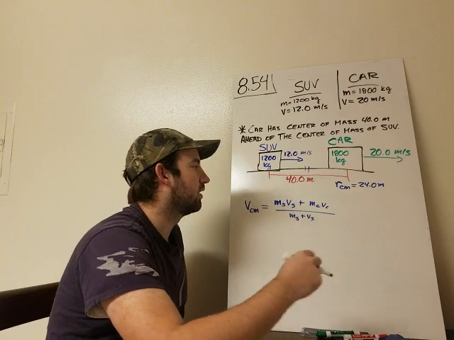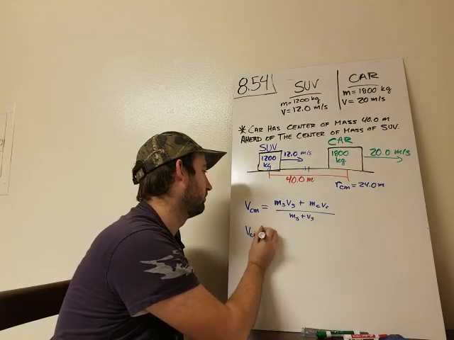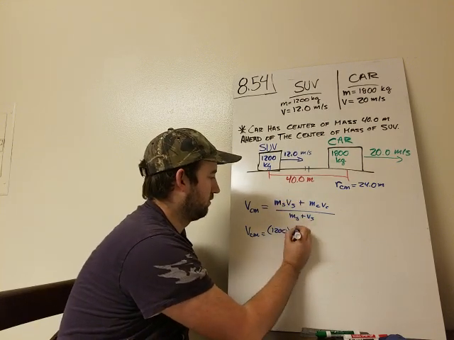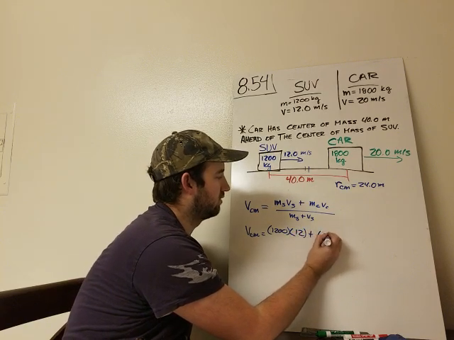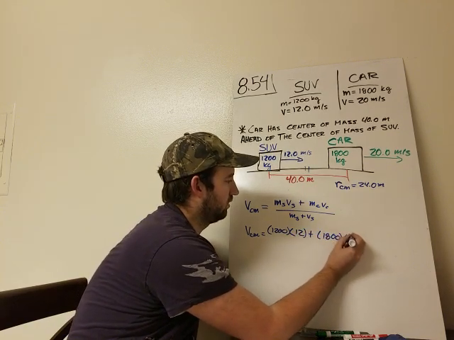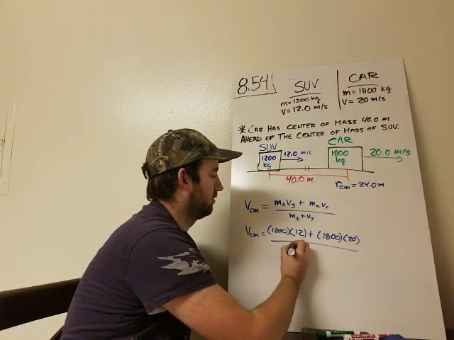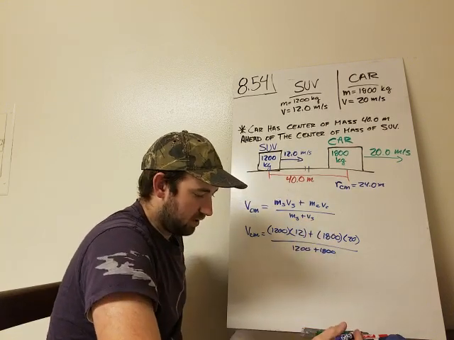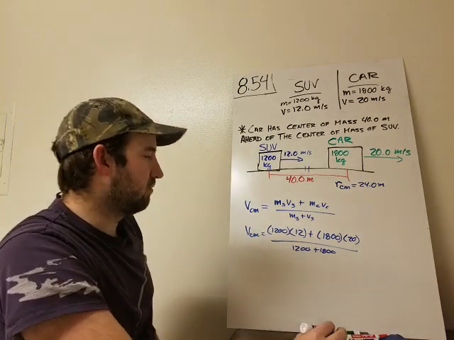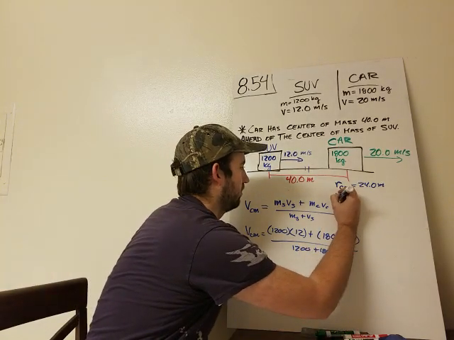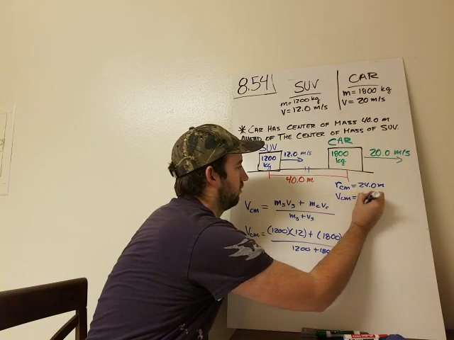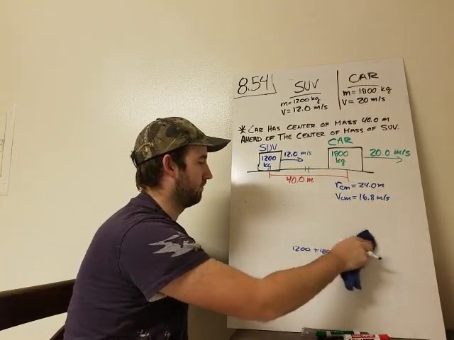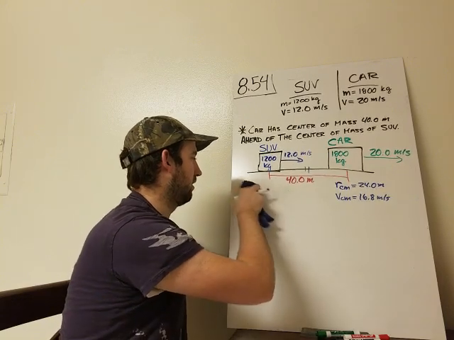And then we're using that center of mass equation. And so when we plug everything in, we'll get VCM equals 1200 times 12 plus 1800 times 20 over 1200 plus 1800. What we end up with is 16.8 meters per second. So that is the speed at that point.